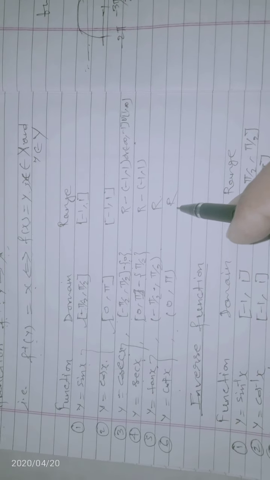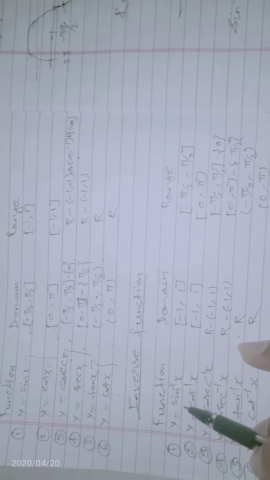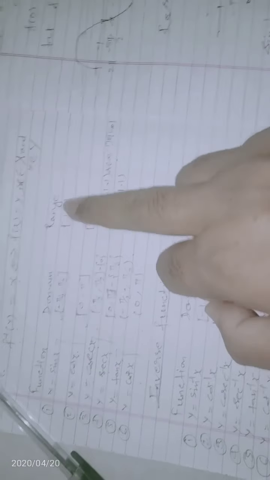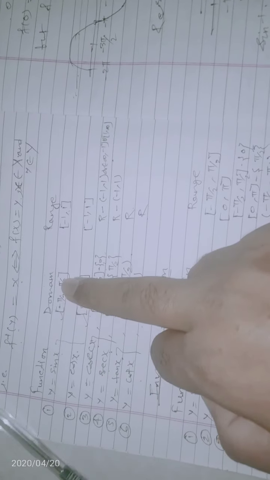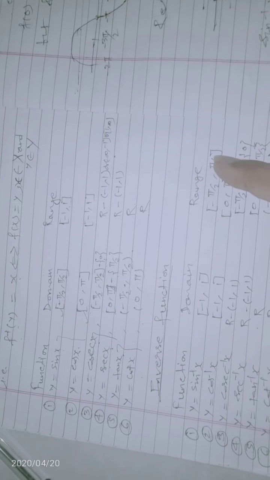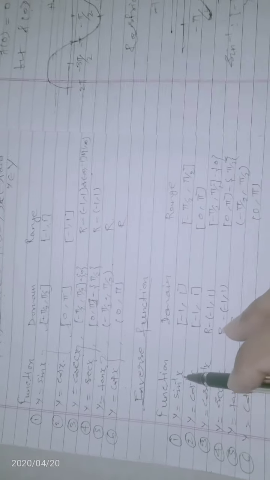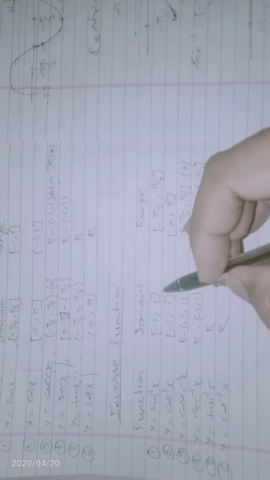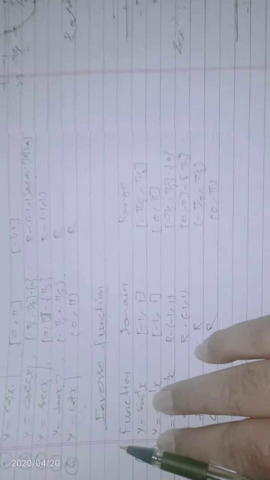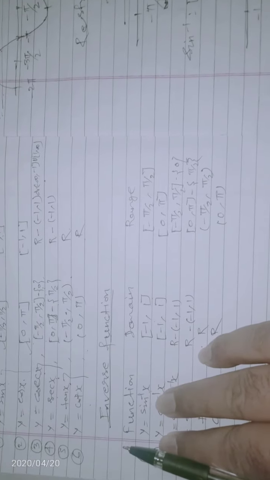If you find the inverse of that function in the restricted domain, we just have to reverse. Like sine inverse: what was the domain of sine x? Minus pi by 2 to plus pi by 2. But the range of sine inverse is minus pi by 2 to plus pi by 2 and the domain is minus 1 to 1. We just have to interchange the domain and range. This is very important, because if you don't know the domain and range, you can't find the principal value and you can't solve different questions, like proving questions.